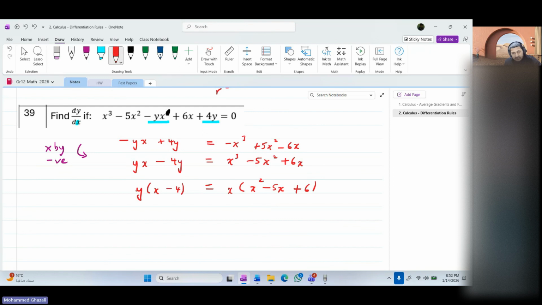Okay, let's try to solve for y. So we solve for y first. Y is equal to x into, remember we can factorize this as well. Because I took the x squared out, we can't really factorize here. So we have y into x minus 4. We can factorize this, correct? So that's x minus 6, x plus 1.